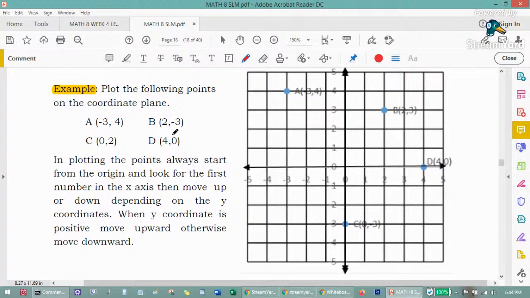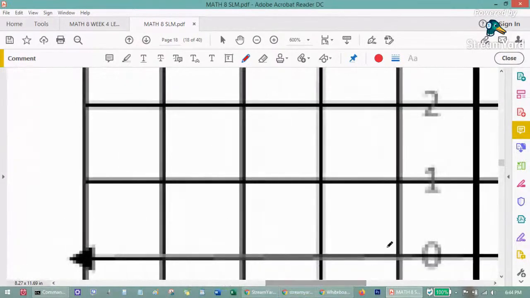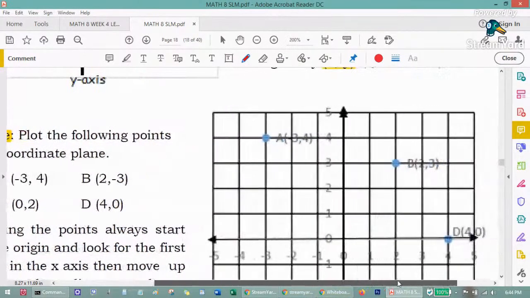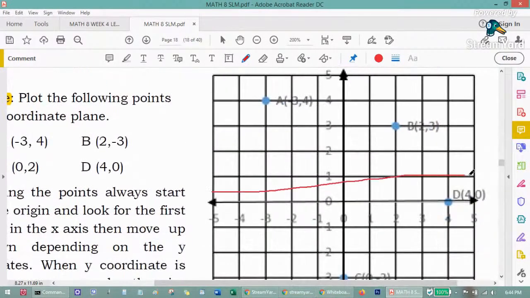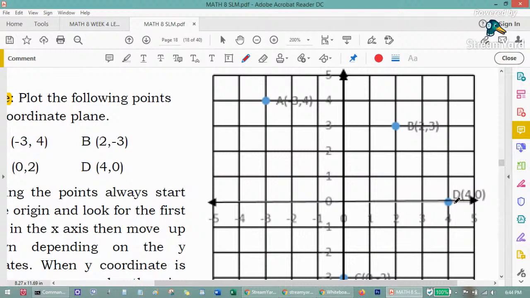And as number, X is 4 and Y is 0. So, una nating hanapin nasaan ang 4 ng X. So, this is the Cartesian plane. This is X-axis. Nasaan ang positive 4 ng X? Ito. It's the positive 4 of X.